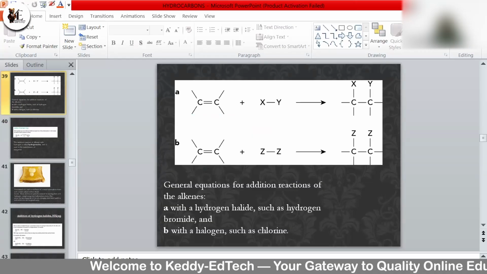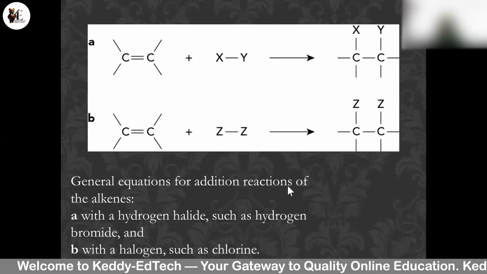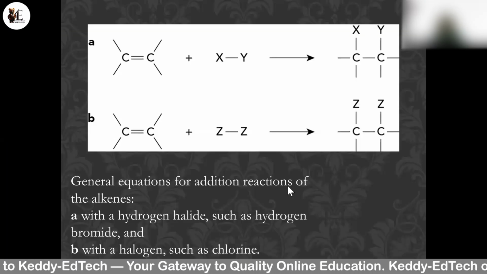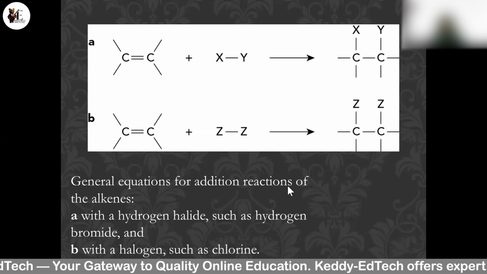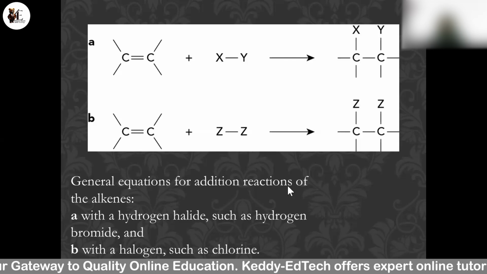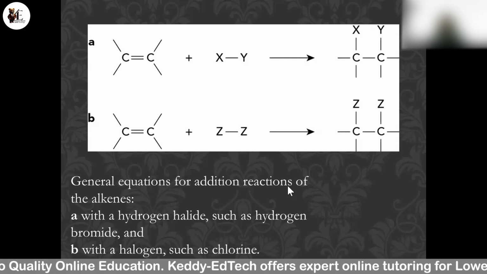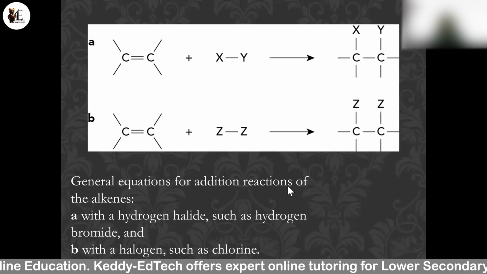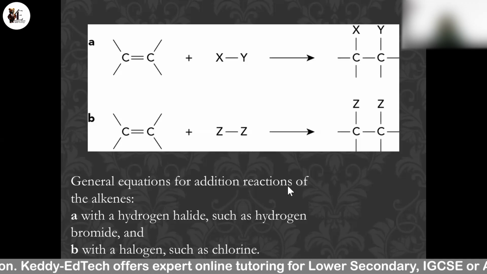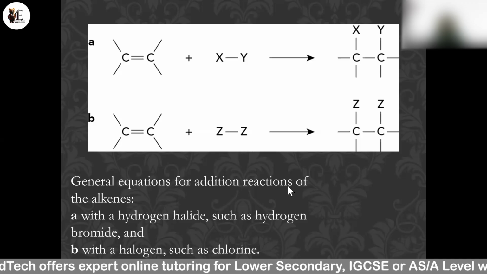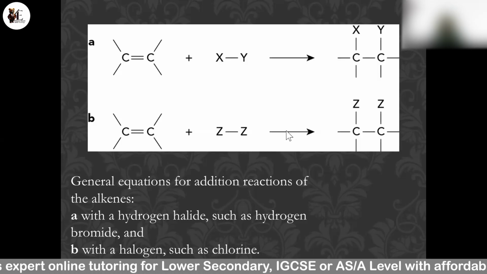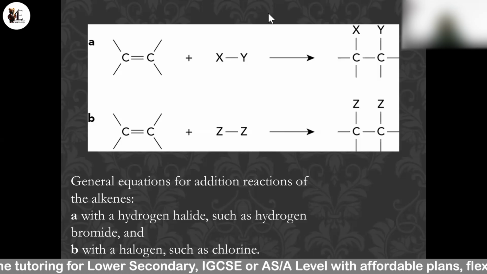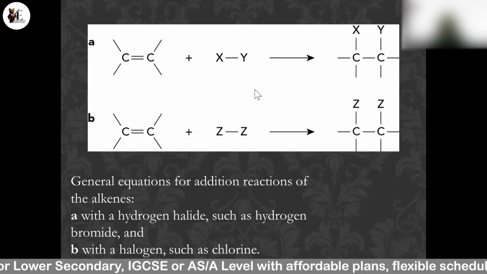So in the last class, we ended up here, where the general equations are these for the addition reactions of alkenes with hydrogen halides, such as hydrogen bromide, and with a halogen such as chlorine. The carbon-carbon double bond is converted into a carbon-carbon single bond, and at one carbon we have one chlorine, and at another carbon we have another chlorine. Since it is symmetrical, we can add any chlorine atom to any carbon.